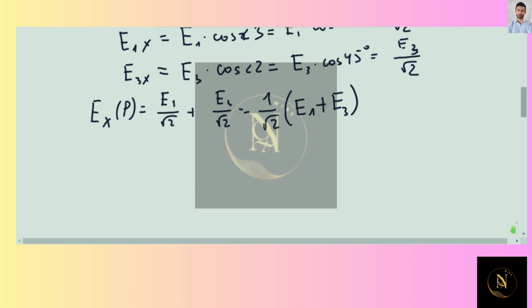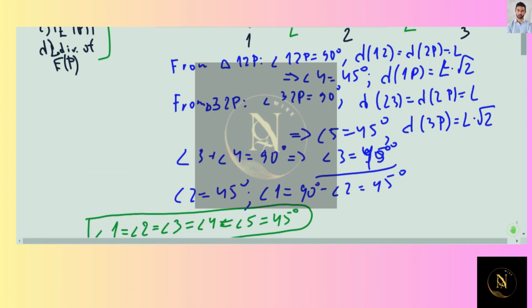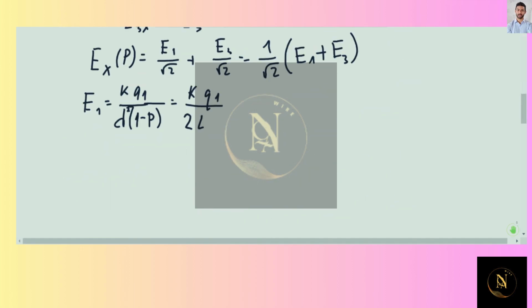Now we have to calculate E1 and E3. E1 equals K, the electric constant, multiplied by Q1, divided by the distance between points 1 and P squared. Or it equals K multiplied by Q1, divided by this distance squared, which is 2L squared.